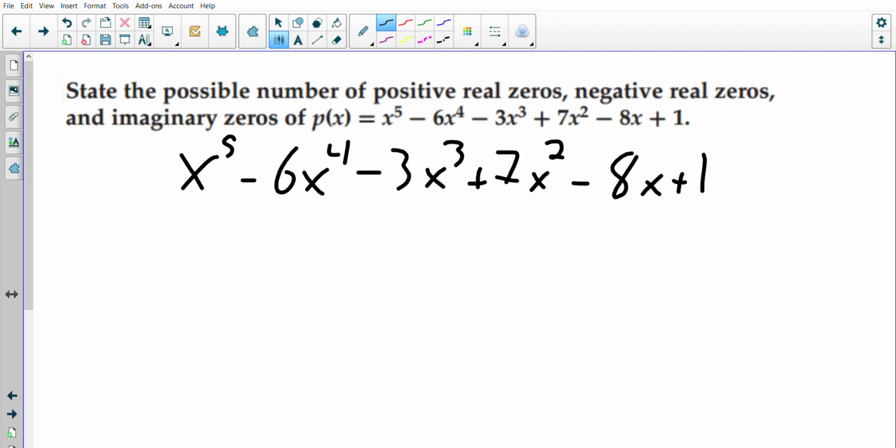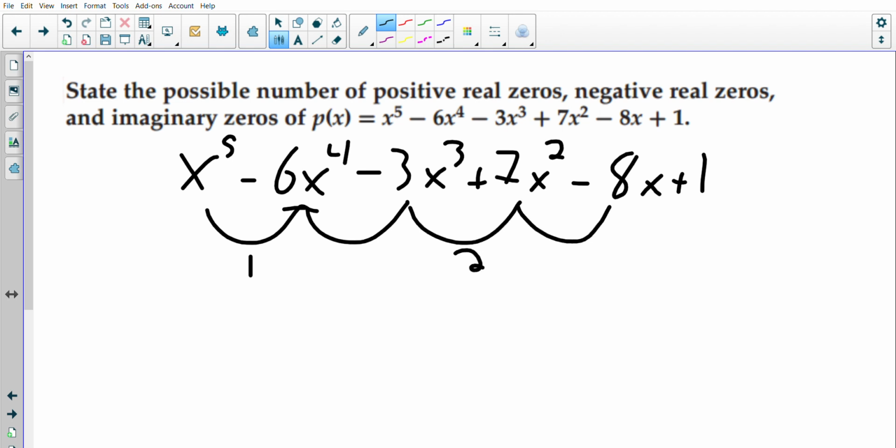Okay, so here we go. We have positive to negative. That's a change. That's one change. Next we have negative to a negative, not a change. Negative to a positive, that's a second change. Positive to a negative, that is a third change. And negative to a positive, that is a fourth change. Okay?